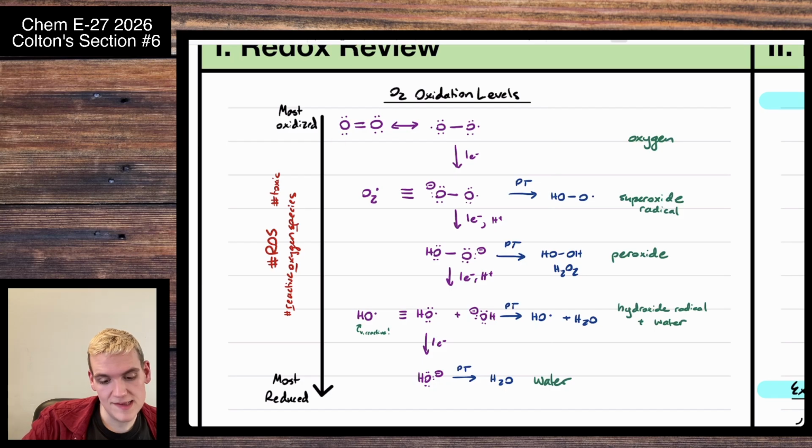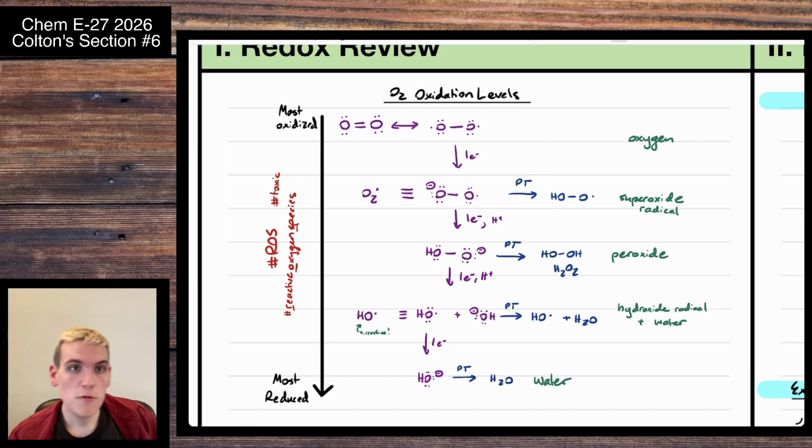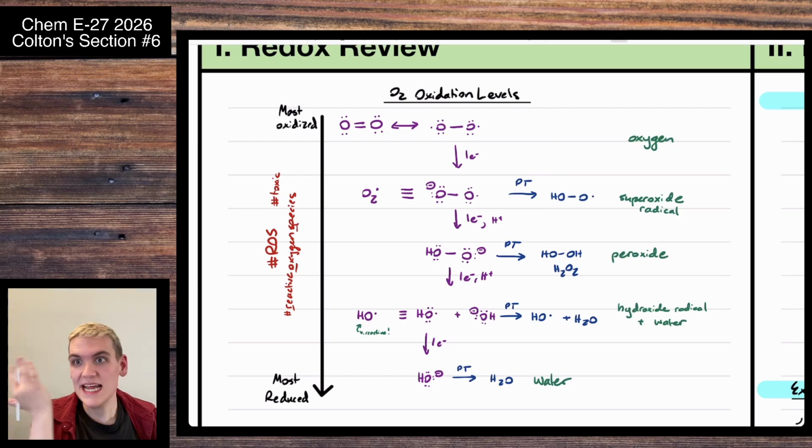All of these species in the middle, we typically refer to as reactive oxygen species, or ROS. And ROS are fairly toxic. So they can do unwanted oxidations in places we don't want them. Like, what is a chemical structure within our body that we don't want messed with? Our DNA. And so if reactive oxygen species get to DNA, it can cause some issues.